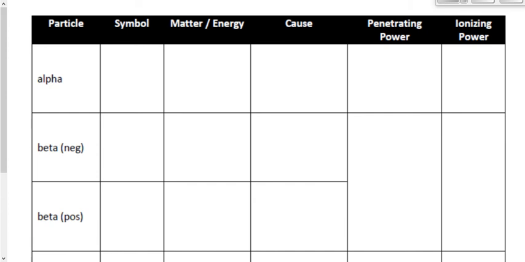Alpha decay occurs when you have really, really big nuclei. Not always, but often when you have really, really big nuclei. And as a result of that instability, we release some protons and neutrons. A chunk of the nucleus breaks off. That chunk of the nucleus has 2 protons and 2 neutrons. What else has 2 protons and 2 neutrons?